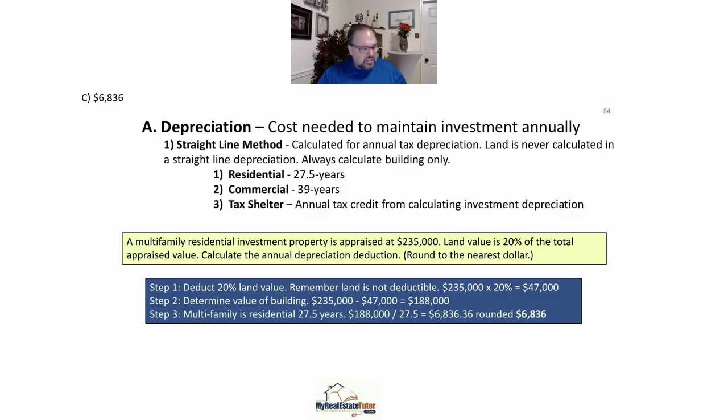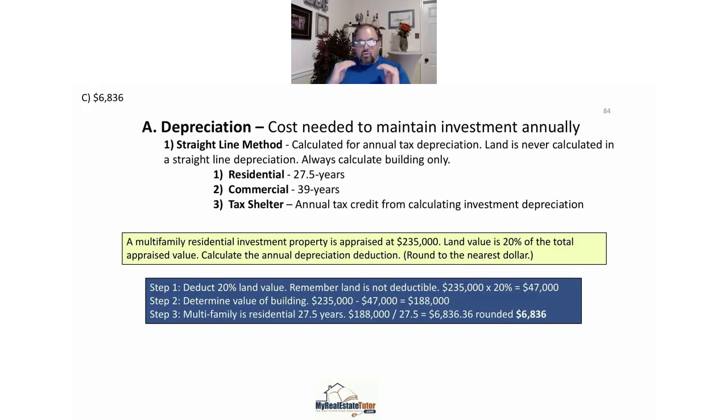Remember, don't depreciate land. You have to separate. Here's the example I was telling you about. You have to pull the land out. Total value $235,000. Land's 20% of that, so it's $47,000. If I take that away from the total value, the building's only worth $188,000. Based on that, over 27 and a half years, I can deduct annual depreciation. Each year, I can deduct $6,836.